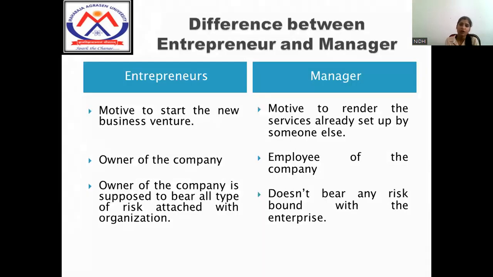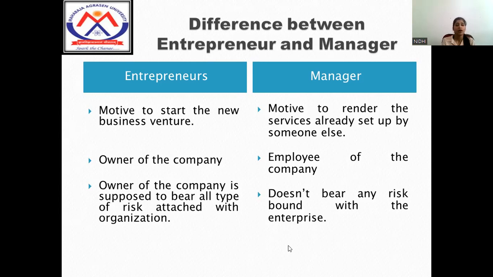Next is the difference between an entrepreneur and a manager. The motive of the entrepreneur is to start a new business venture. But the motive of a manager is only to render the services already set up by the higher authority, or the top level management. Managers are there to execute the plans, right? Next, entrepreneurs are termed as the owner of the company. In one of the definitions, I explained that the entrepreneur is the organizer. He is the owner of the company, and managers are the employees of the company.